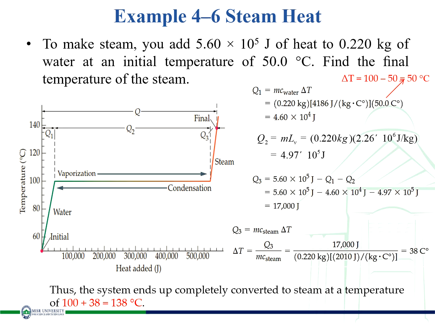Plugging those numbers into the equation, we get Q1 equals 0.220 kilograms, multiplied by 4,186 J per kg C degrees, multiplied by 50.0 C degrees. This calculation yields 4.60 times 10 to the power of 4 joules. So, that's the energy we've spent just getting our water hot enough to boil.